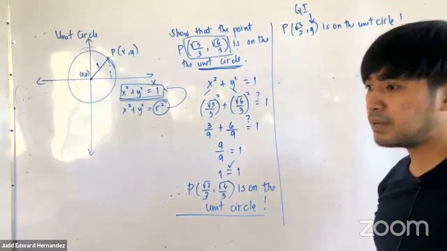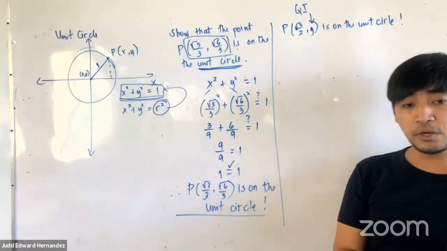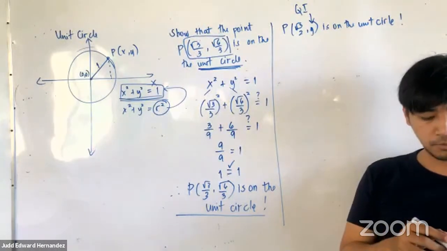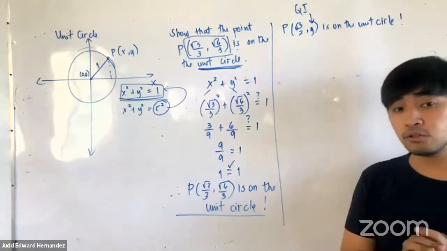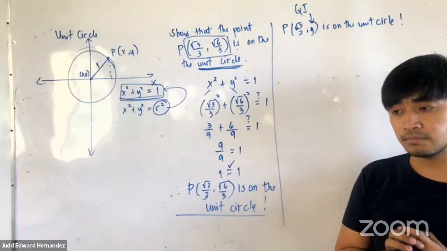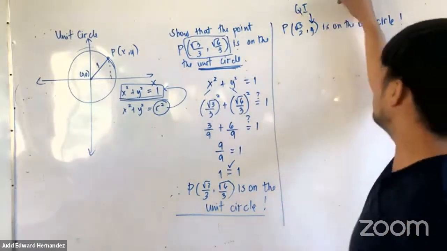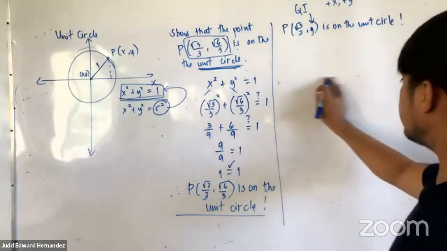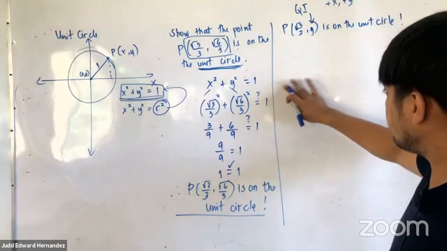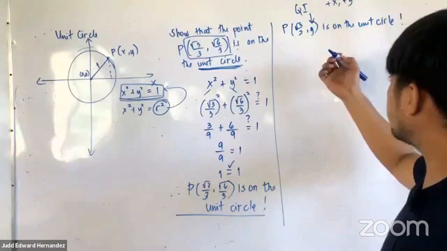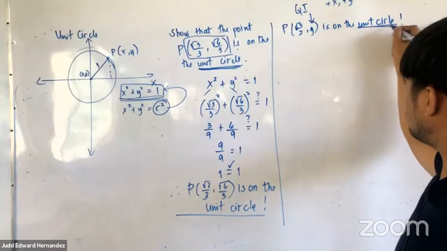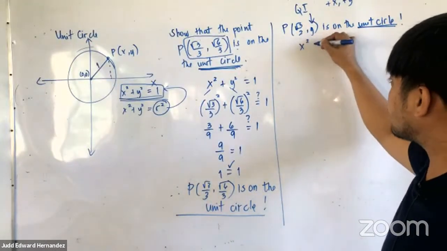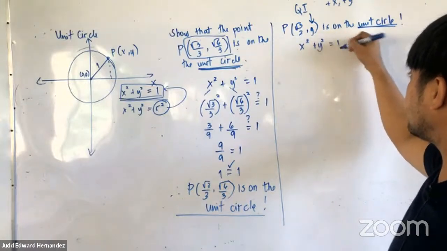And we are given a condition that this should be located at quadrant 1. Okay, at ano bang alam natin sa quadrant 1? What do you know about quadrant 1? That both x and y are positive. Okay, positive x, positive y. Okay, so what is the working equation? Ano nga ulit yung working equation natin when we have unit circle? That is x squared plus y squared is equal to 1.